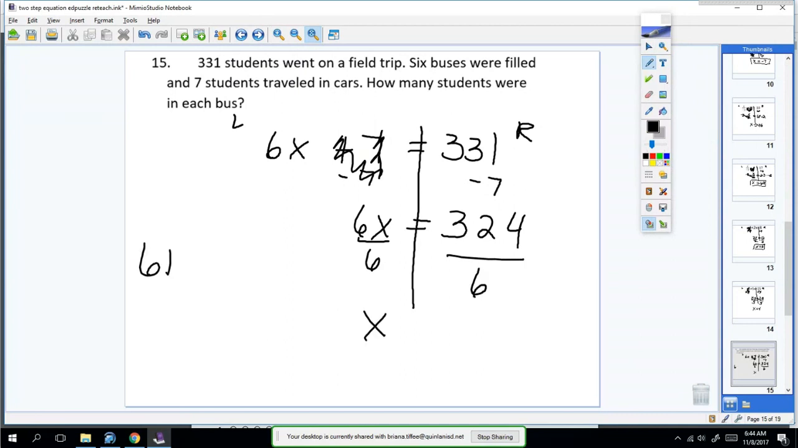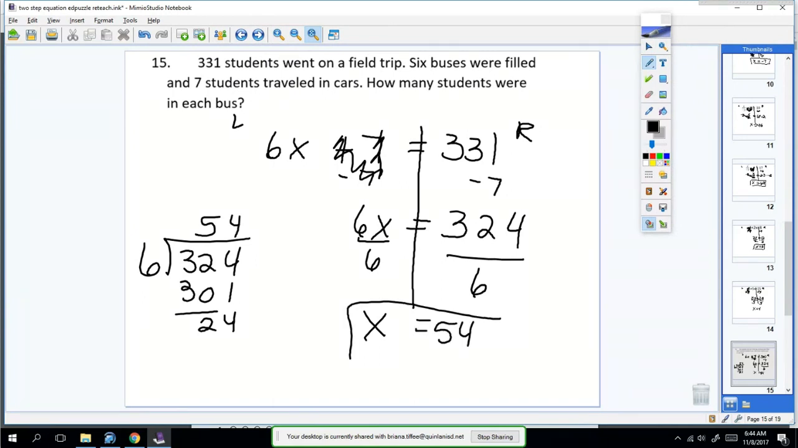Well, so then you have to divide 6 into 324. Well, 6 goes into 32 5 times. And 6 goes into 24 4 times. So the answer is 54. There's 54 students on each bus. And so now you're going to try a word problem.